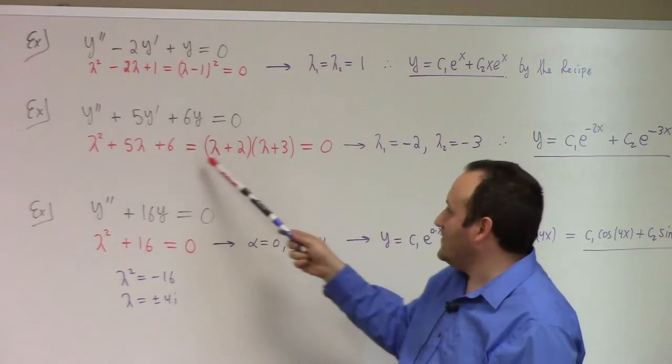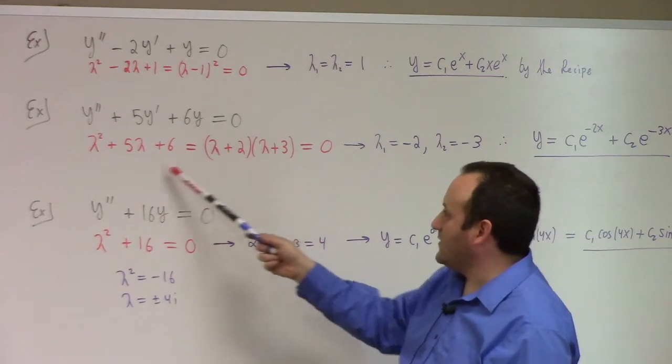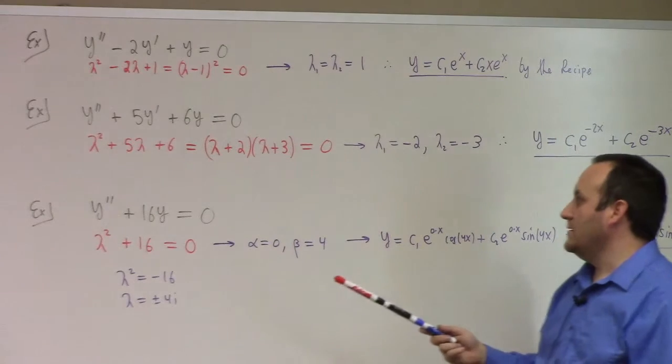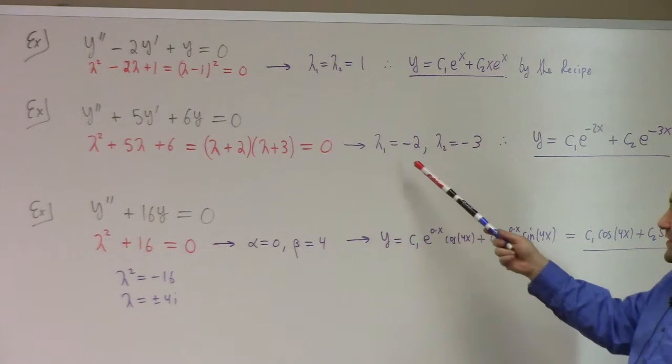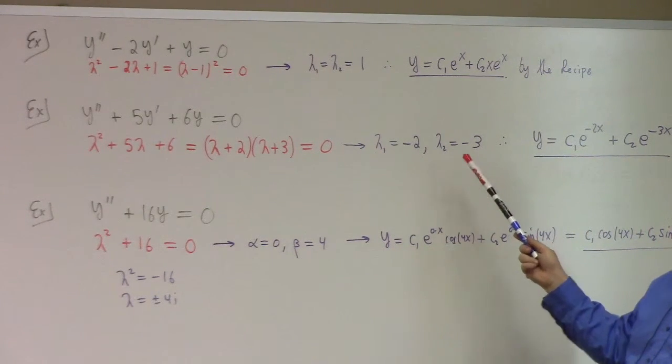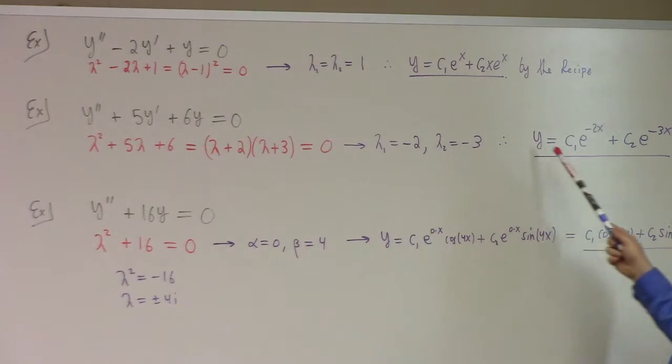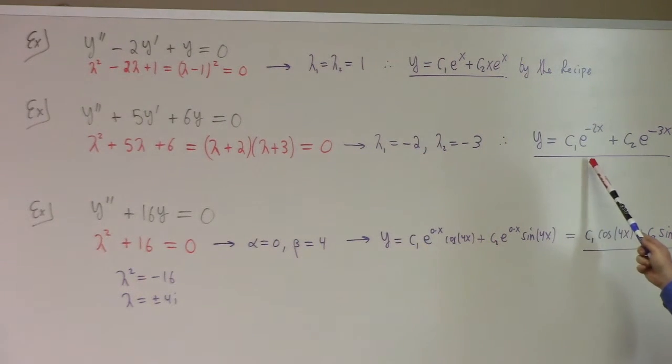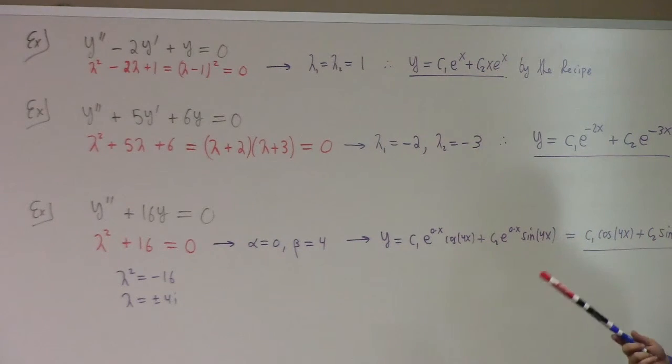So then you have lambda plus 2 times lambda plus 3 equals 0 from that one, which gives me either minus 2 or minus 3. And so I read off the general solution, c1 e to the minus 2x plus c2 e to the minus 3x.